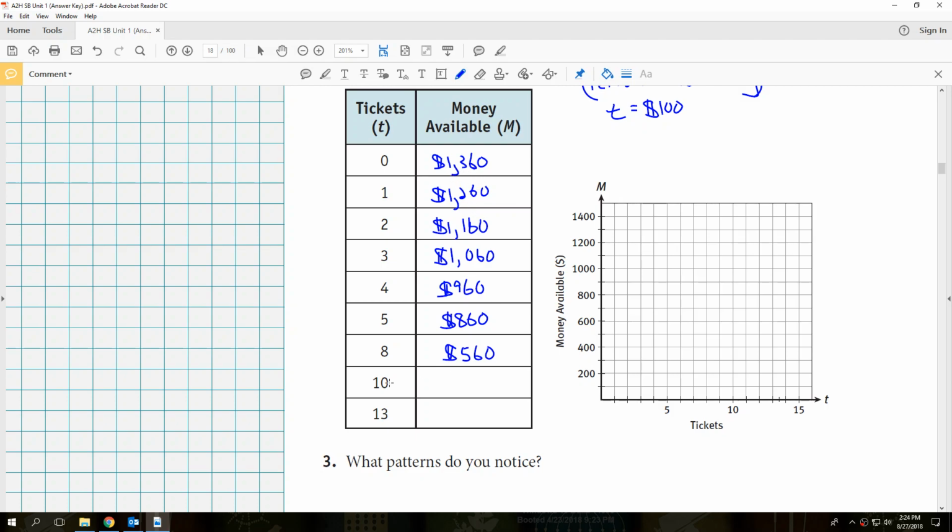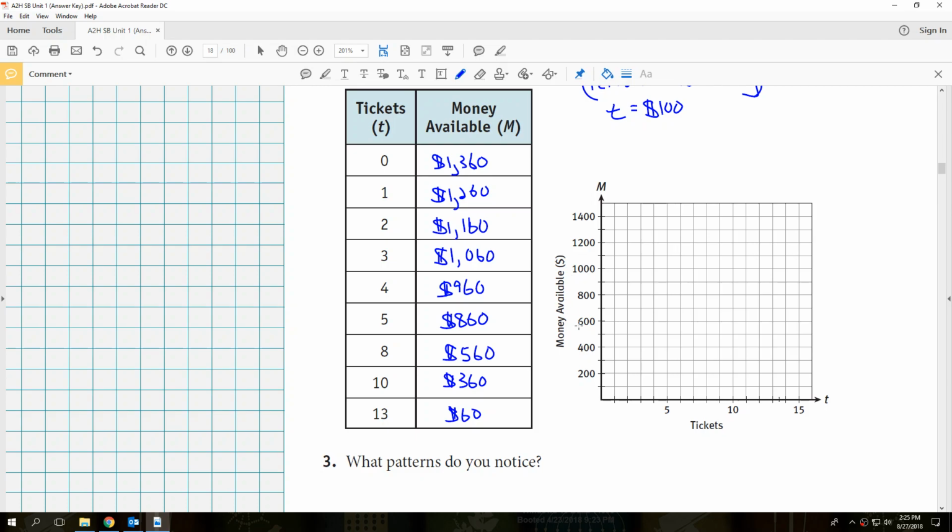Okay. Let's see here. 10 would be minus $1,000. So 1360 minus $1,000 would be $360. And 13 again would be $1,300 total. 13 times 100, and so we'd only have $60 left at that point in time. All right, so let's go ahead and graph this.